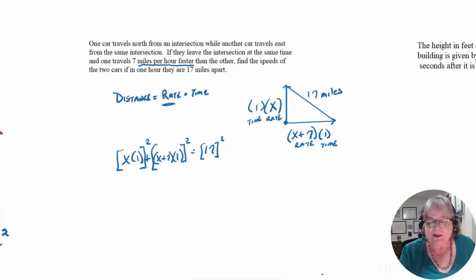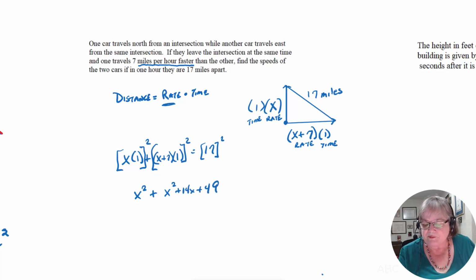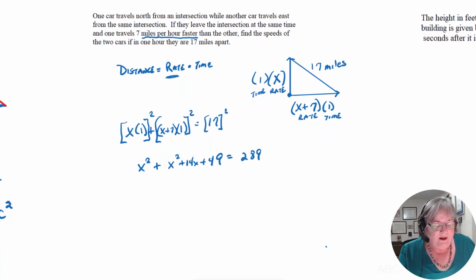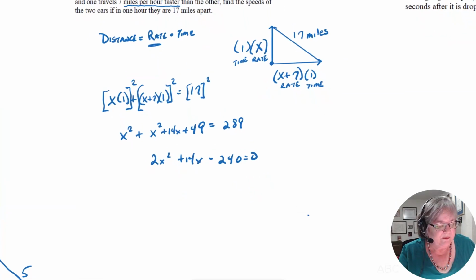So x times 1 is x. This would be x squared. X plus 7 times 1 is x plus 7. X plus 7 squared is x squared plus 14x plus 49, equals, and 17 squared is 289. So 2x squared plus 14x minus 240 equals 0.